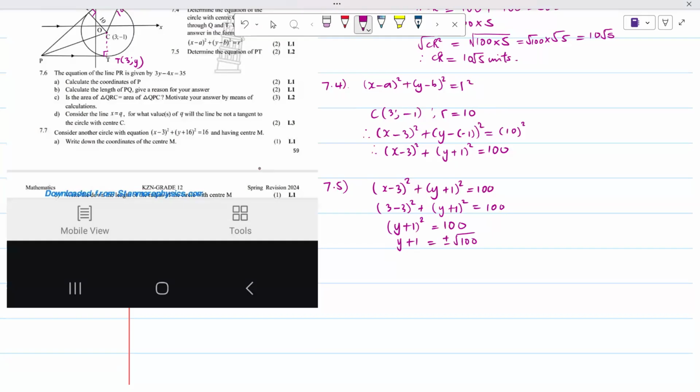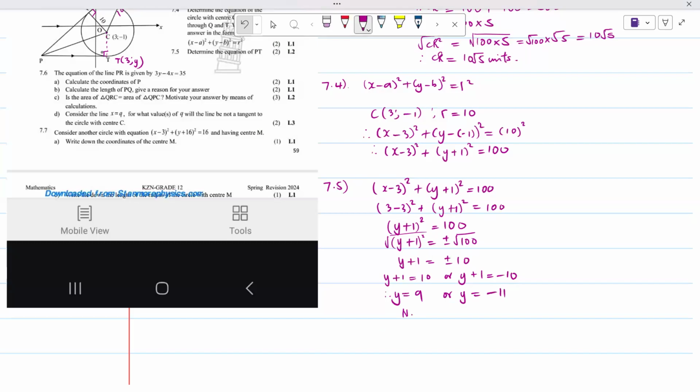Then I'm going to have y plus 1 equals 10, or y plus 1 will be equal to negative 10. So therefore, this tells me that y will give me how much? Y will give me 9, or y will give me how much? Negative 11. So this one is not going to be applicable, because the tangent is below the x-axis.